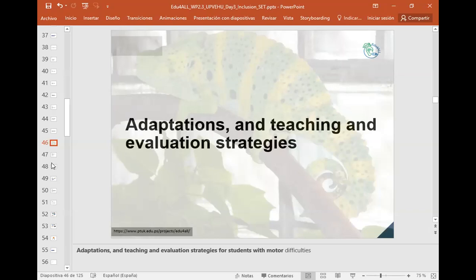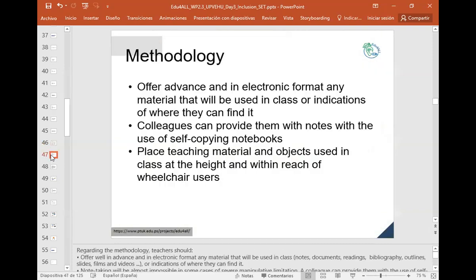Well, again, we are going to see some adaptations, right? And teaching and evaluation strategies for students with mobility difficulties.